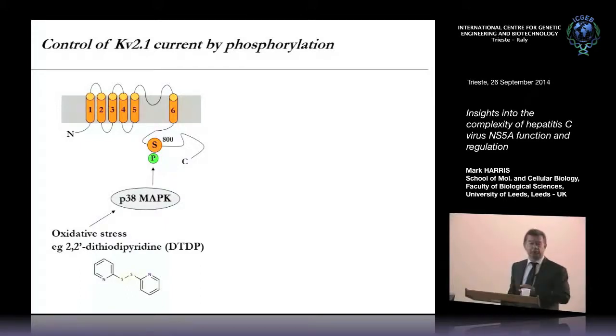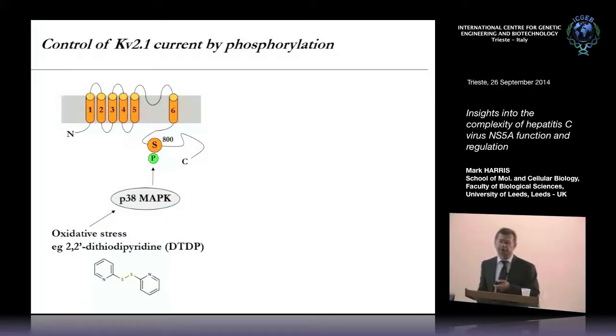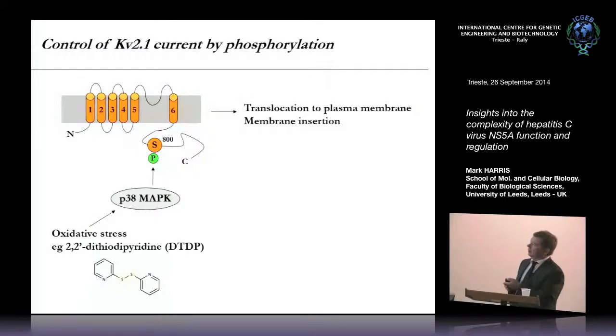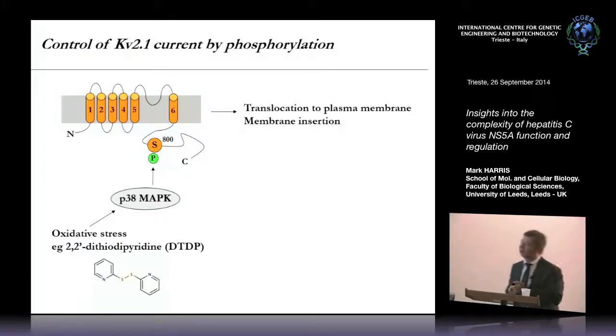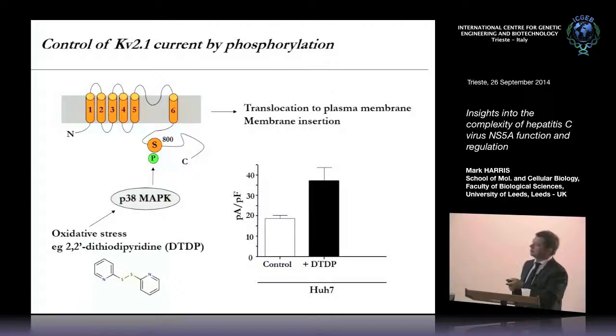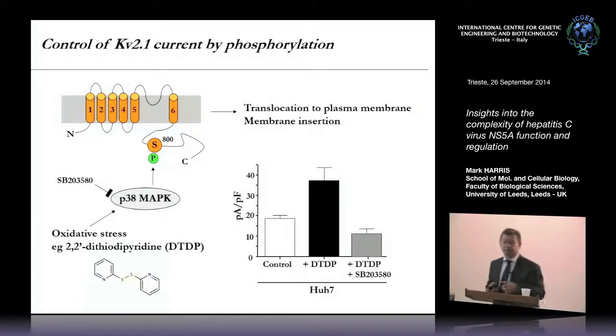So luckily, there's an antibody to this specific phosphorylated form of KV2.1. This gets translocated into the plasma membrane and inserts into the membrane and then provides that signal that pumps potassium out of the cell. And indeed, if you treat with DTDP, you see an increase in this channel, and if you treat with an inhibitor of MAP kinases, you reduce that. So this potassium channel is regulated by phosphorylation in HUH7 cells.